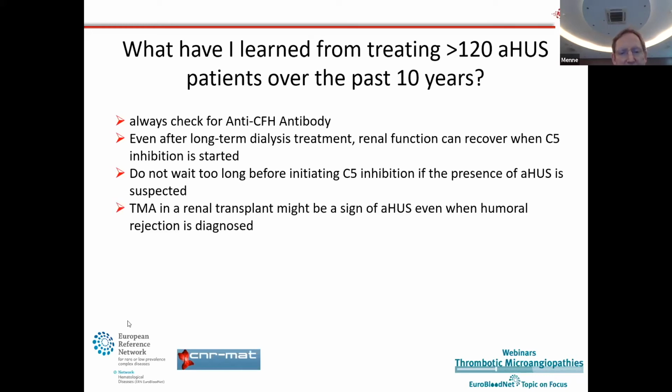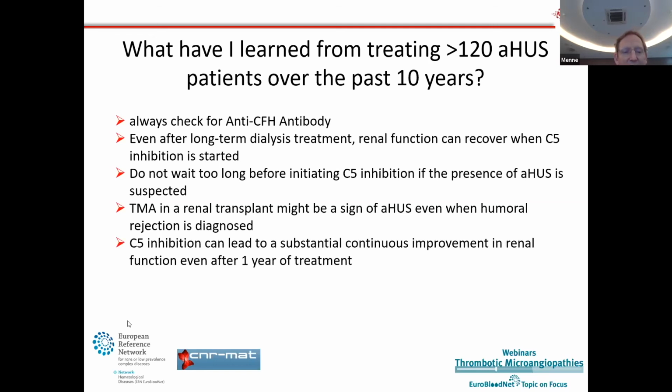TMA in a renal transplant might be a sign of HUS even when humoral rejection is diagnosed. I didn't show you cases, but we have seen it a couple of times that there was humoral rejection, but they also had a bit of TMA, and then we treated these patients and found that they were responding, and actually they had underlying mutations, even sometimes severe mutations. C5 inhibition can lead to a substantial continuous improvement in renal function even after 1 year of treatment. This is what I've shown you, a couple of patients who even after 2-3 years are still getting better.